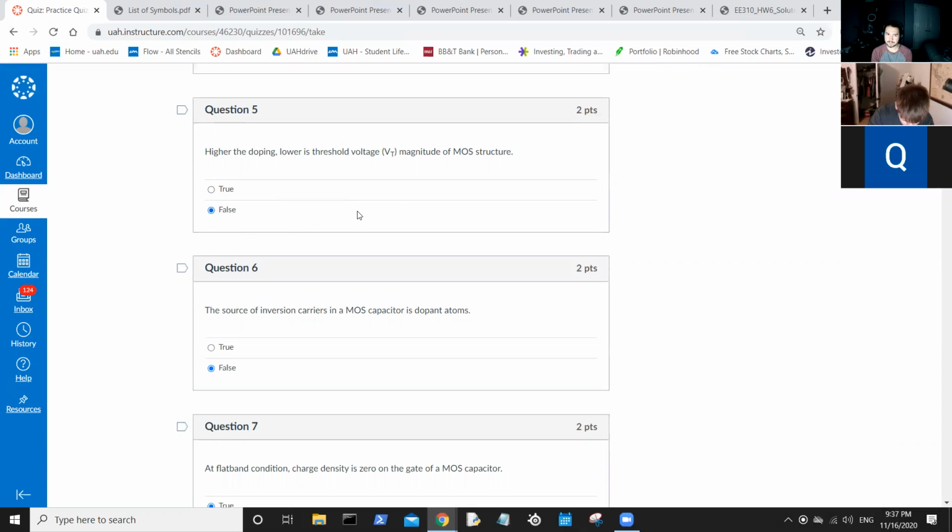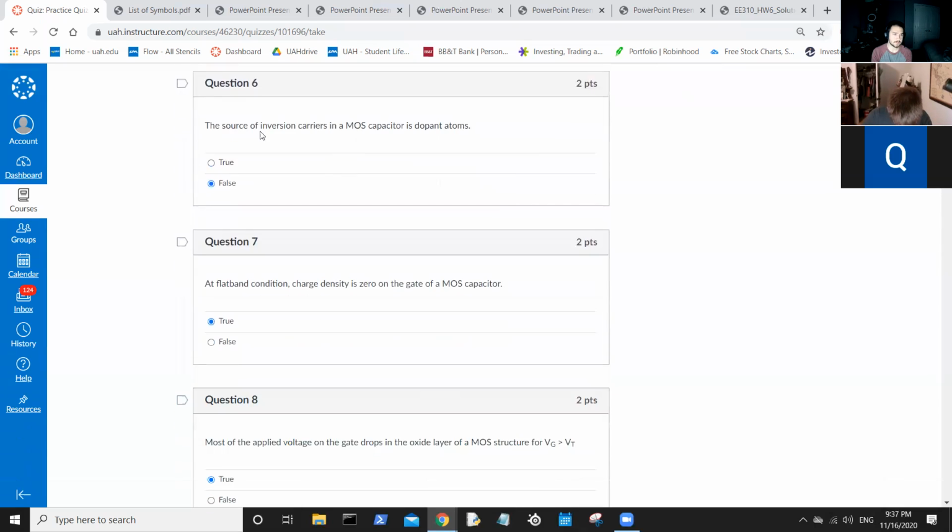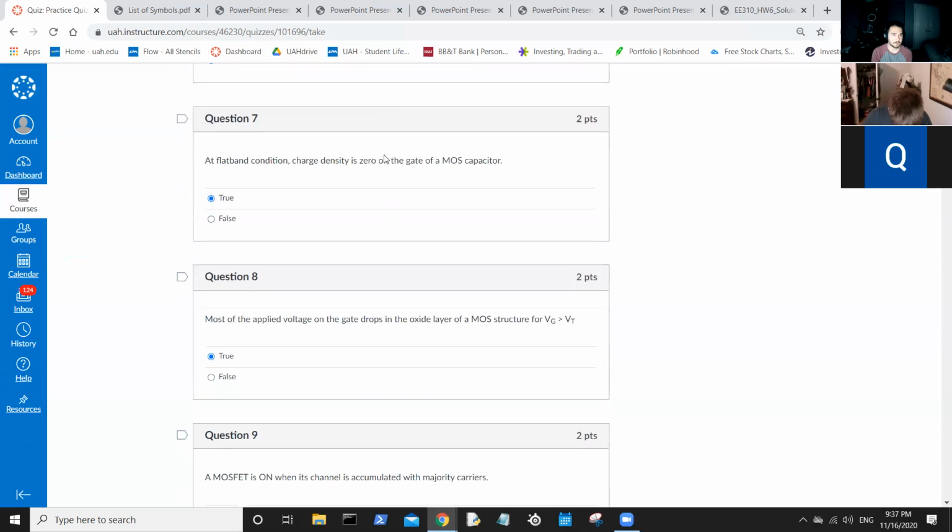That is false because that's exactly the thing I just said. Higher the higher, lower the lower. So this is false. The source of inversion carriers is dopant. No, this is the source of inversion carriers, it's later on in another question. It is thermally generated carriers.